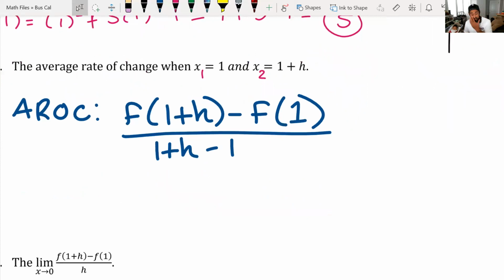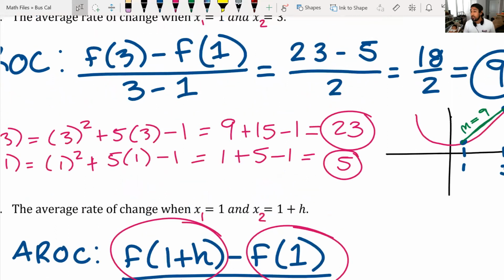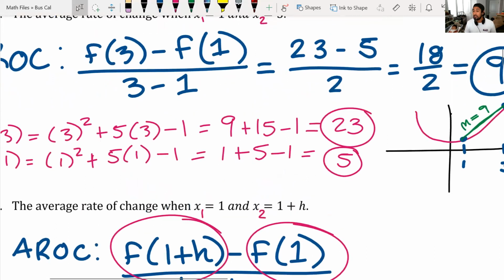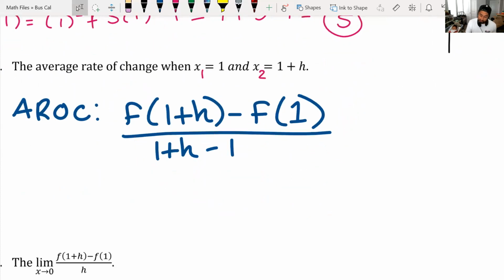And once again, we need to figure out some things. We need to know what is f of 1 plus h. We already know what f of 1 is. We did that above. f of 1 is 5. But now we have to figure out what is f of 1 plus h. So, let's do that.